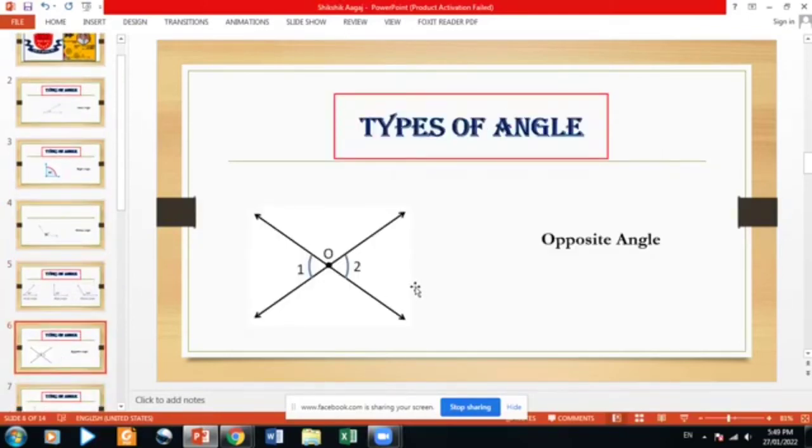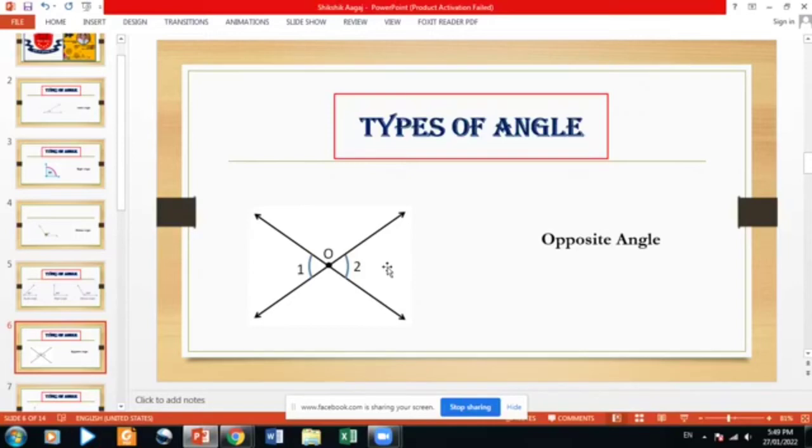When there are two lines, suppose this is line L and this is line M. When two lines intersect each other, there is formation of four angles. You can see this is 1, this is 2, this is 3, and this is 4. So, remember that when two lines intersect each other, there is formation of four angles, and the angles which are opposite to each other, see here 1 and 2 are opposite to each other, they are known as opposite angles.